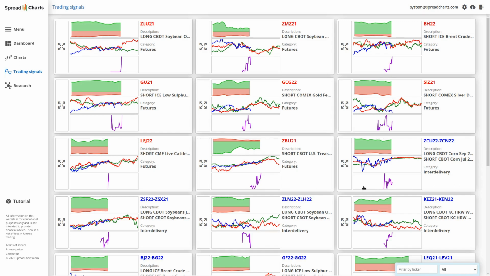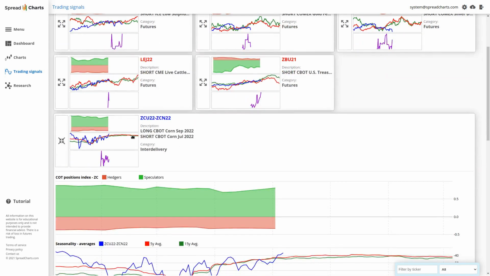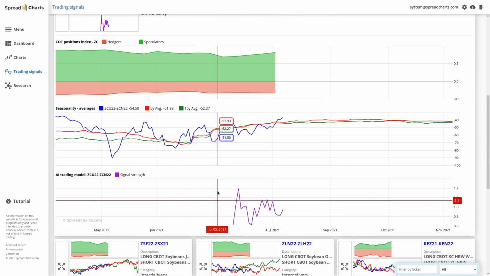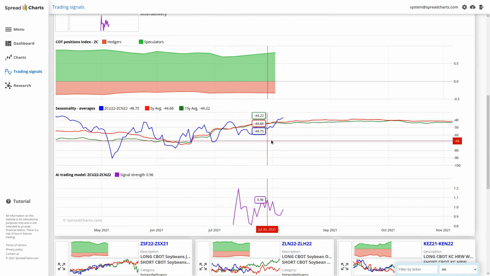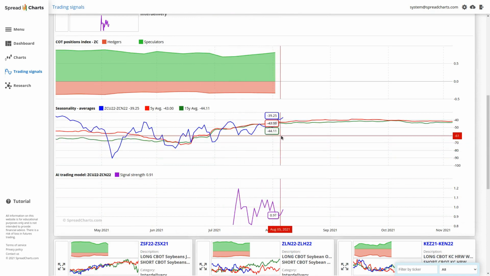However, the existing signals are updated every day. And maybe you already noticed that on our charts, because if you maximize some signal, you can see that this is daily data, daily frequency. And I think that's very useful because you can track the quality of these opportunities basically in real time.